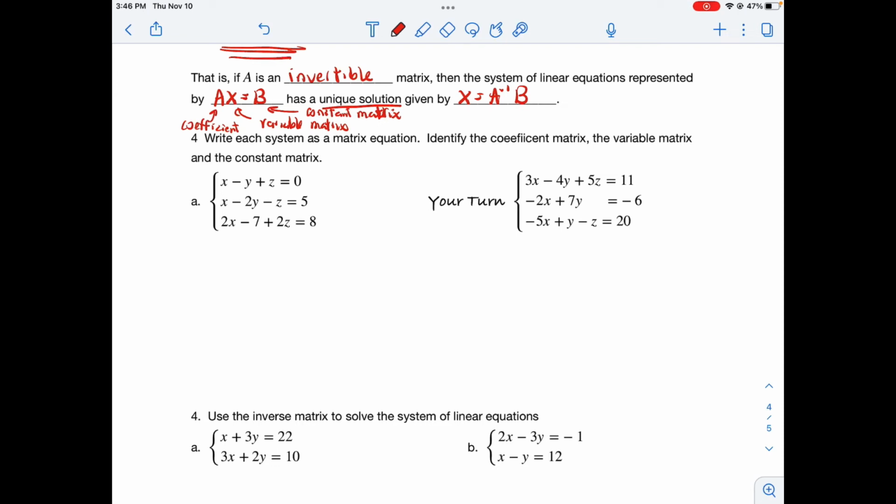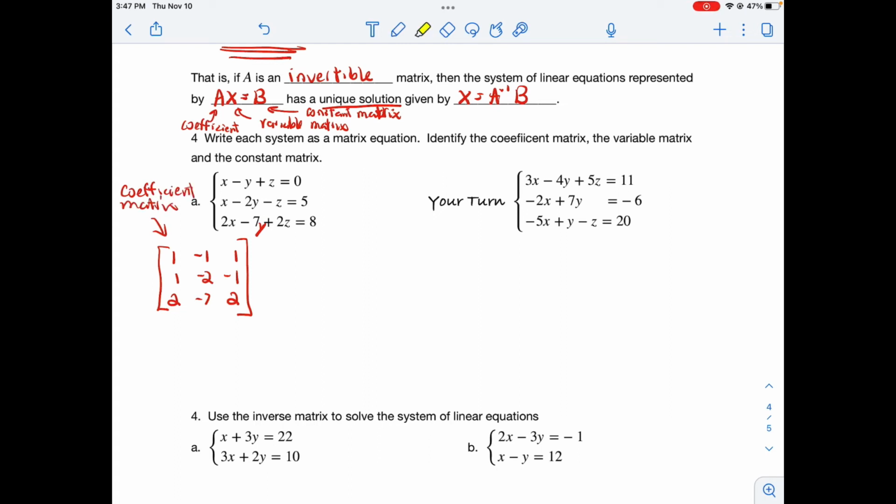So how would I set up example A here? So we would start with our coefficient matrix. So remember, our coefficient matrix is the coefficients of the variables, not including the equal sign. So remember, that was the difference between our coefficient matrix and our augmented matrix that we learned last section.